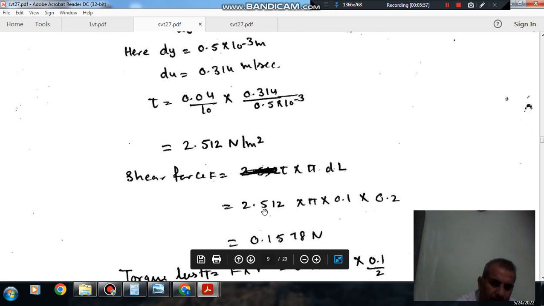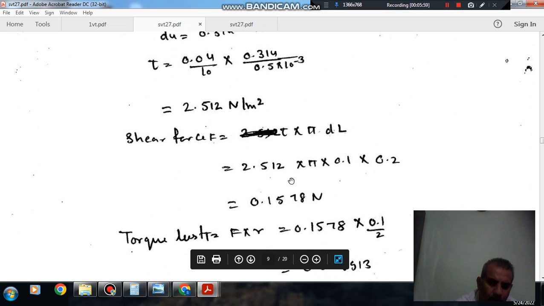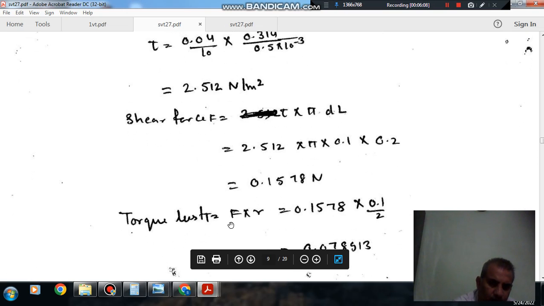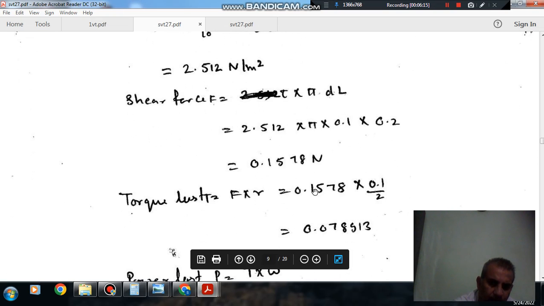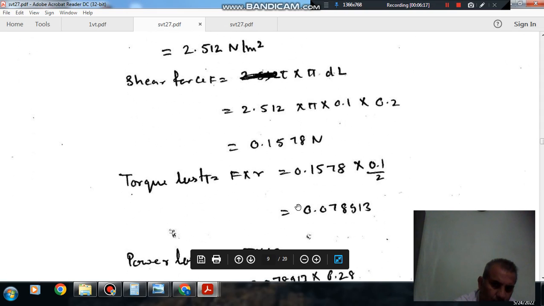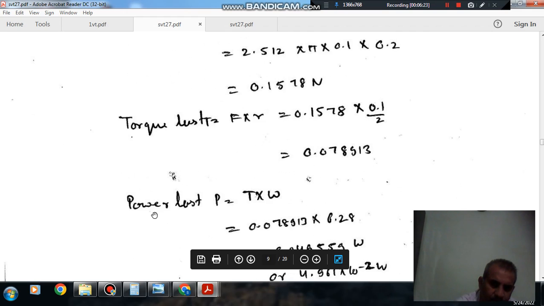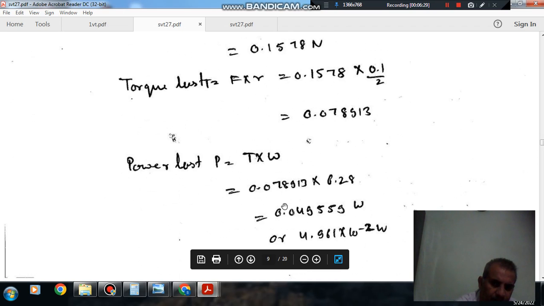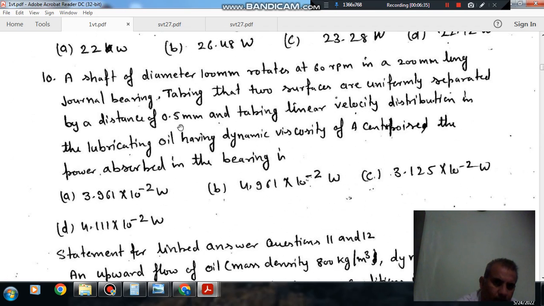So the shear force is tau into pi d L. Pi d is given, L is given. So the shear force is 0.1578 Newton. And the torque lost is F into R, where F is the shear force and R is the radius. So the torque loss is 0.0078 Newton meter, and the power loss, in the same way, we multiply by omega and find the power loss. So that is 4.961 into 10 to the minus 2 watt. Option B is the right answer.